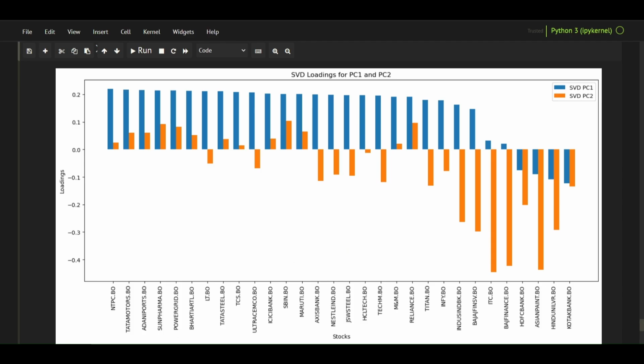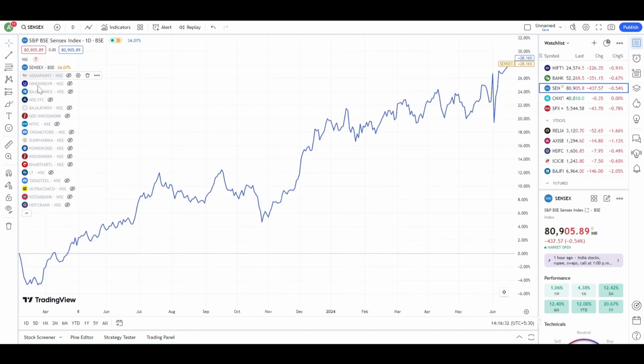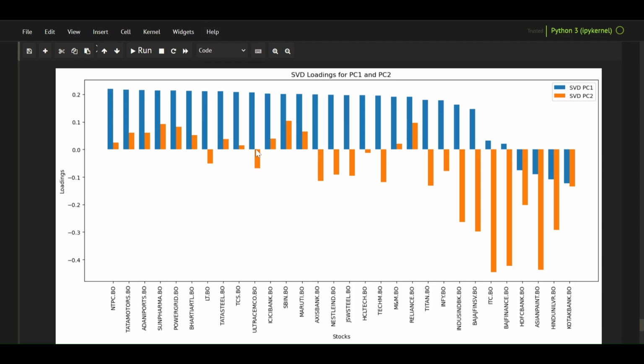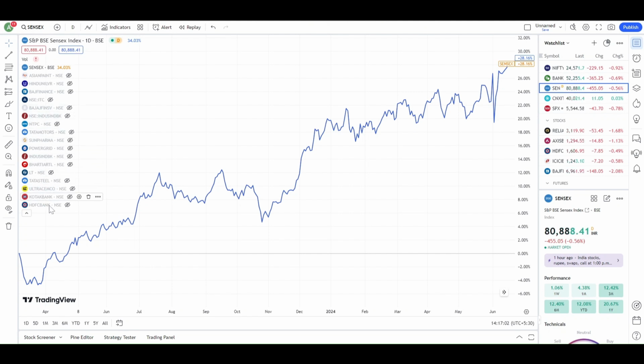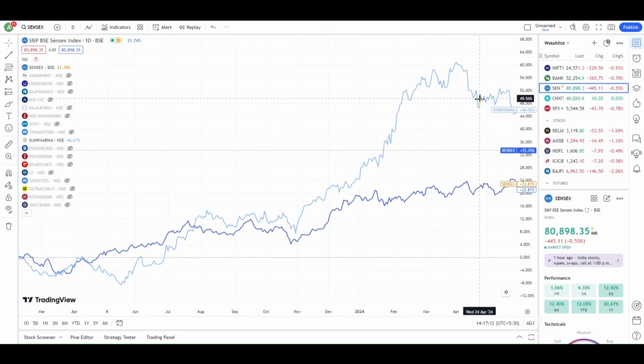Then let's see NTPC. NTPC is here. Again, 100% growth. It is moving in positive direction. So the Sensex increases and NTPC increases drastically. So NTPC is contributing very heavily to the growth of the Sensex. What about Sun Pharma? Here I have Sun Pharma. That's also positively correlated. So you get the idea now.